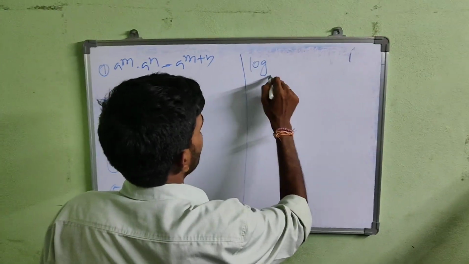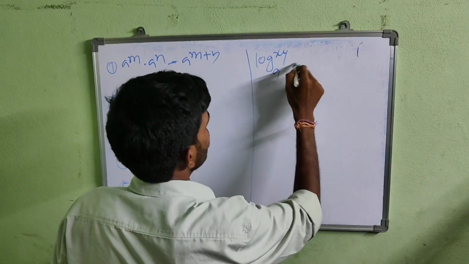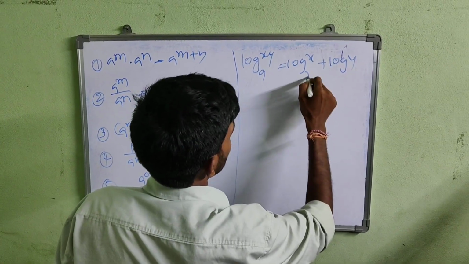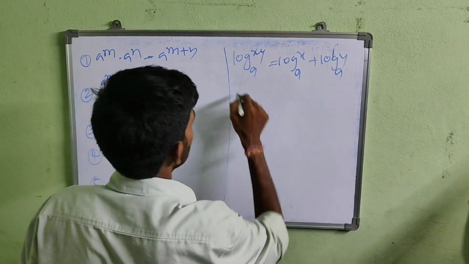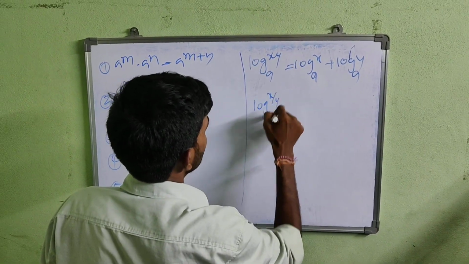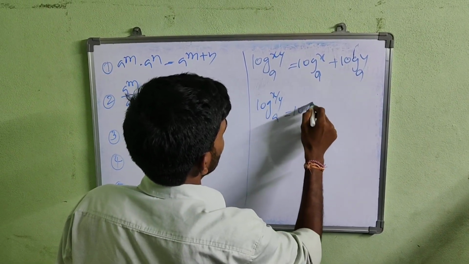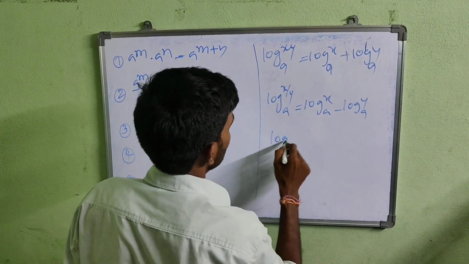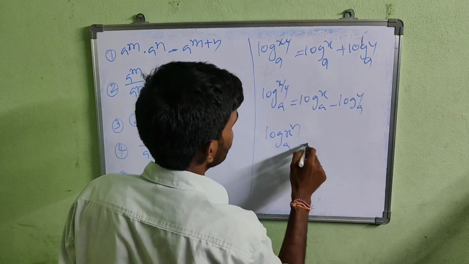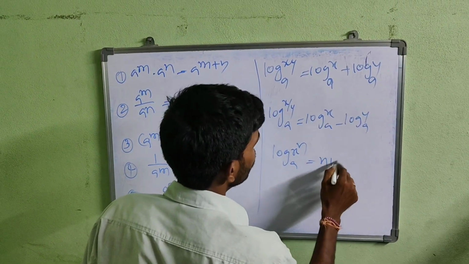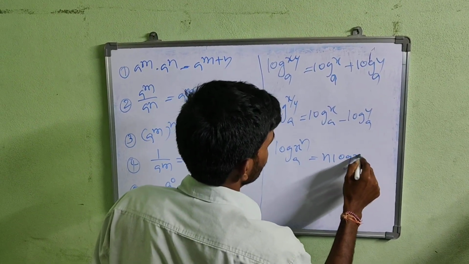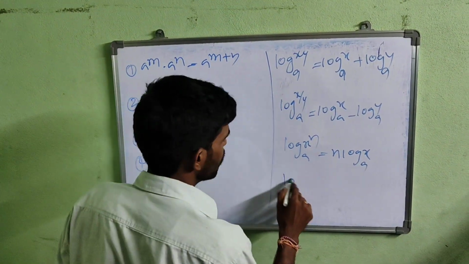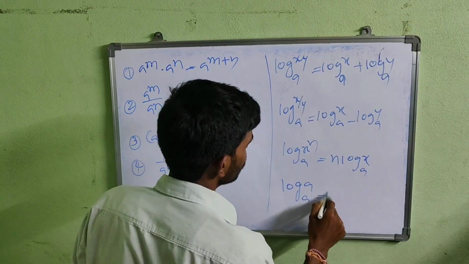Log to the base a of x into y is equal to log x plus log y. The bases are the same here. Log of x by y to the base a is log x minus log y. Next, log of x power n to the base a is nothing but n log x. For example, log of a to the a is equal to 1.